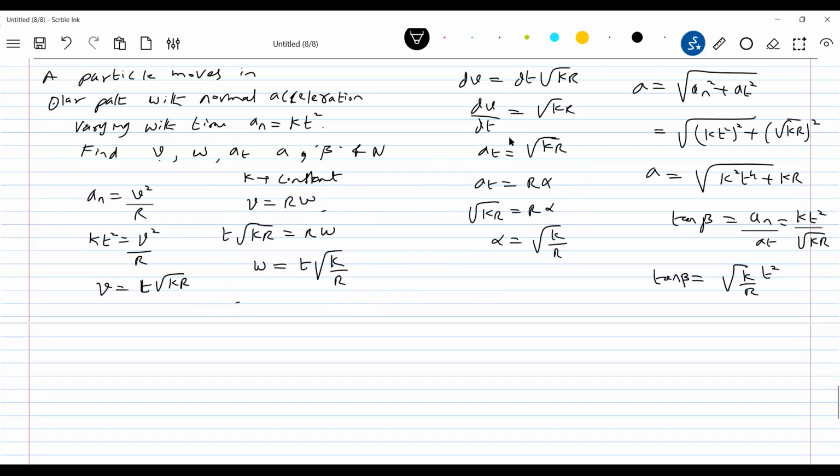So what type of motion is it? Uniform angular accelerated motion. So we can take help of the basic formula. So what is theta? Theta is equal to alpha t square by 2, so root of k by R t square by 2. Once you know theta, then the number of revolutions you can bring it.